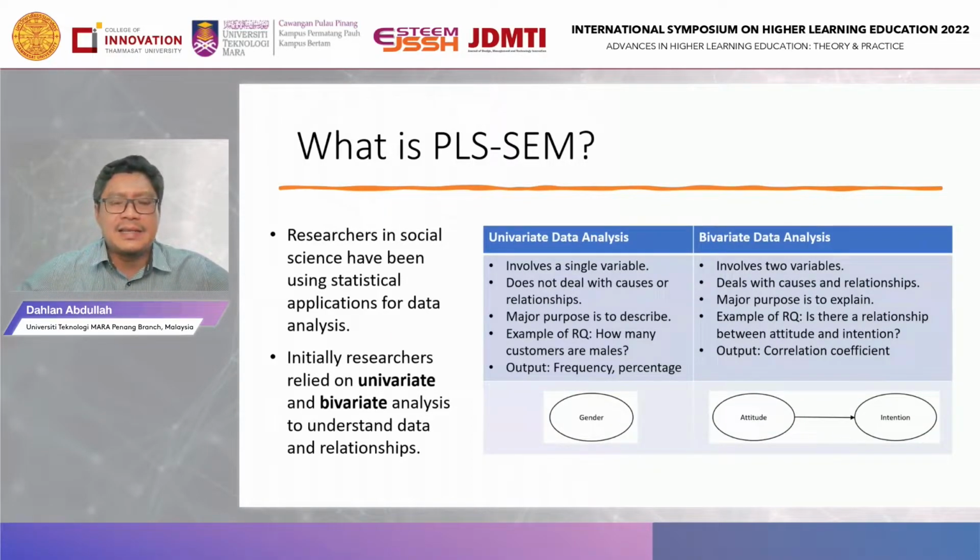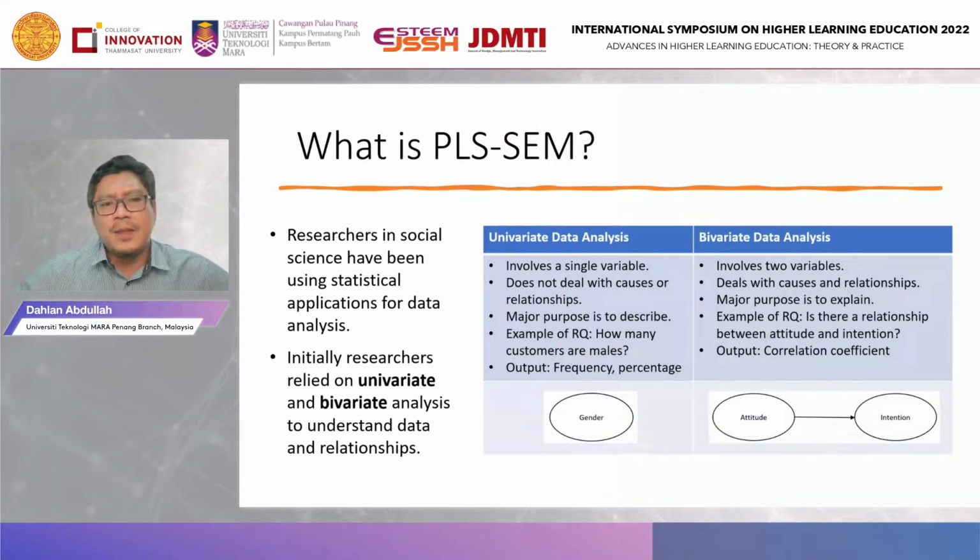In this slide, we can see the difference between univariate and bivariate data analysis. For univariate, normally we just analyze a single variable. For example, gender. What we want to know is how many male, how many female, so we can calculate the frequency and the percentage of males or females in the group.